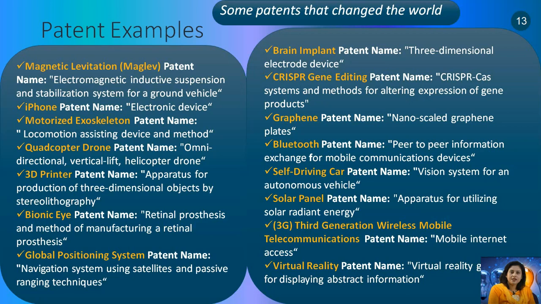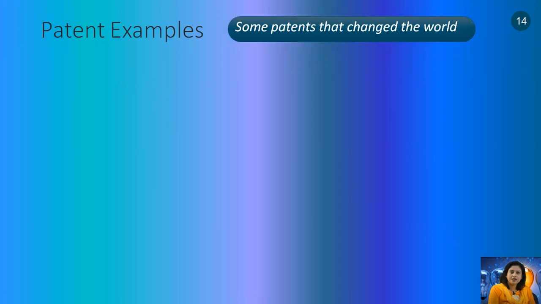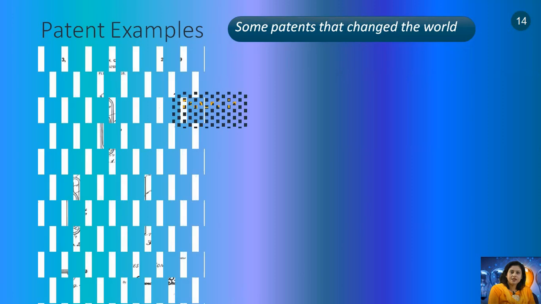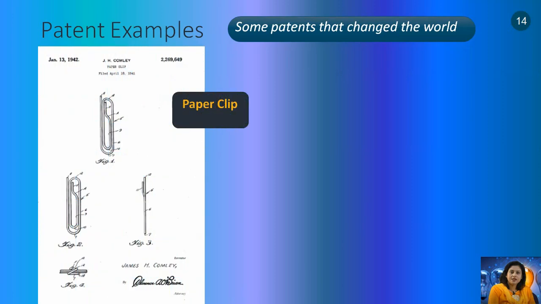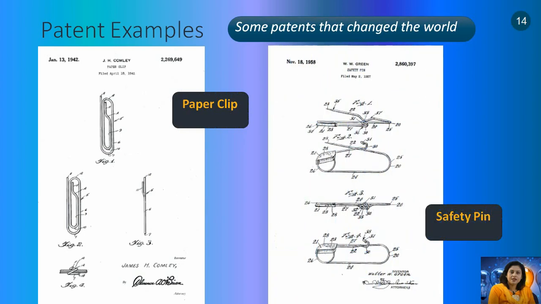So from these examples, you can get an idea of what products can be patented and what may not be patented. I am showing you here two patent examples. Number one is the paperclip. It happened on January 13th, 1942 by James H. Comley. You can see here the diagram of the paperclip that he sent to the patent office. And the second one is the safety pin that happened on November 18th, 1958 by W. Green. Both these examples show that the paperclip and safety pin that we use very often were patented long back.